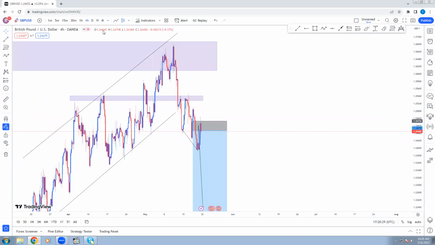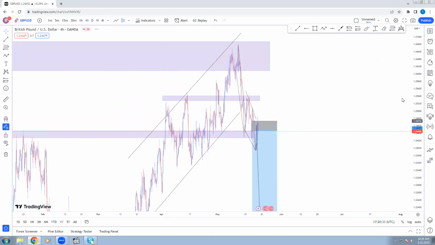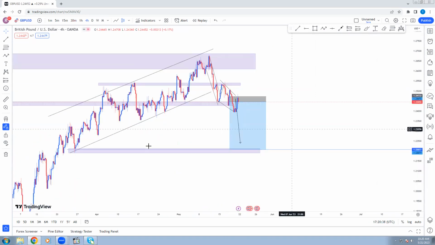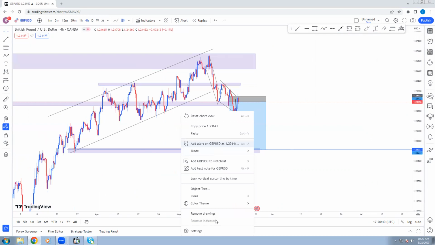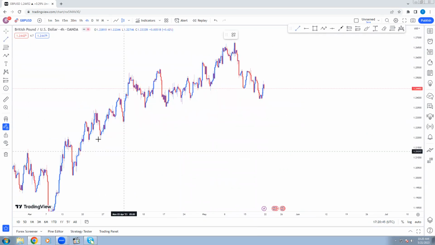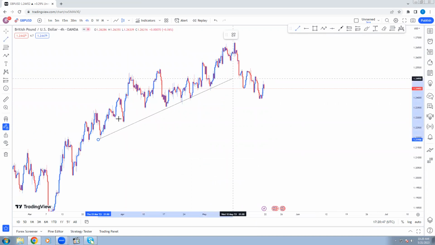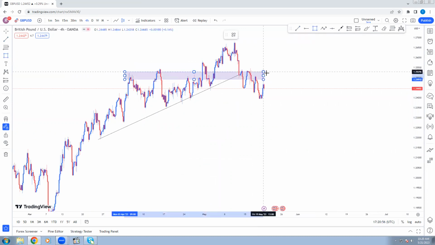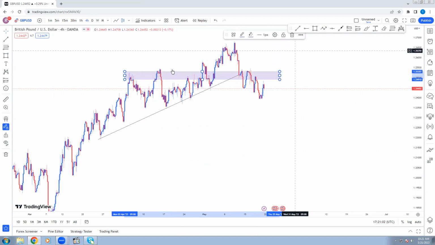GBPUSD, let's see. GBPUSD also, we've been looking for selling pressure, because remember, GBP is the base currency. You can see you have this structure here, which is an ascending channel. So what's going on here? Okay, yeah, we have these highs also.